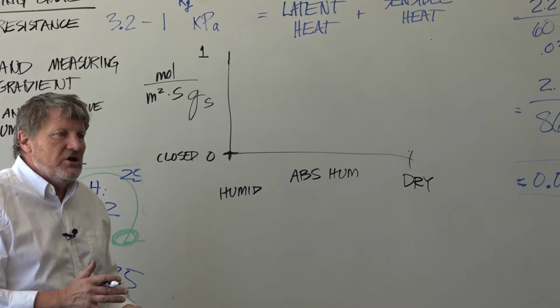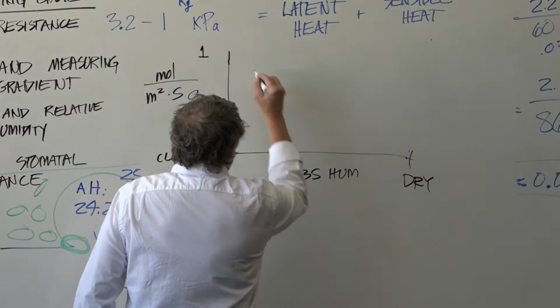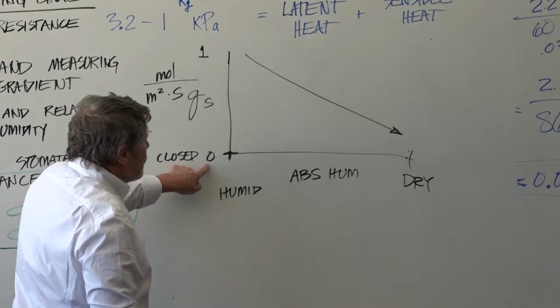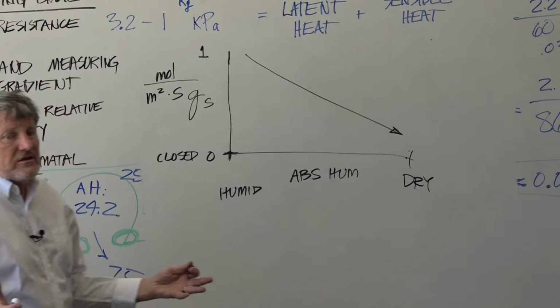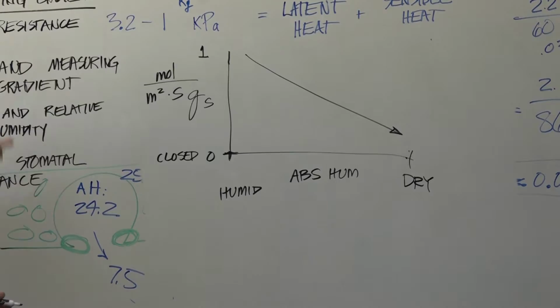And as air gets more dry, stomates close. Now, if I have zero here, that probably is about right. If it's super dry, stomates are not constant. This is why this is so complicated, because even if we get this driving gradient right, dang, the stomates keep changing because they're responding to humidity.